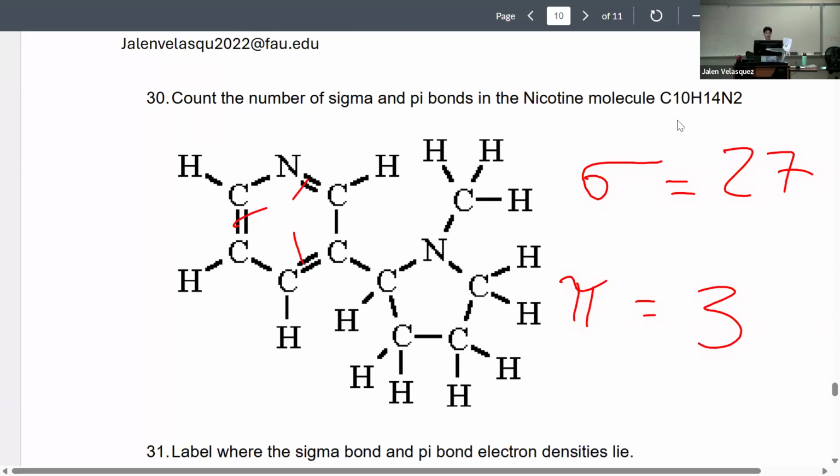My suggestion is as you do this, even like on my answer key, I have a bunch of little hash marks because it's really easy to miscount these. I do it all the time. So you just count to make sure you don't count anything twice, and make sure you don't forget anything. Okay? So any questions on sigma bonds, pi bonds, counting them? Yep. Triple bond, so it has 1 sigma and then the rest are pi, so 2 pi.